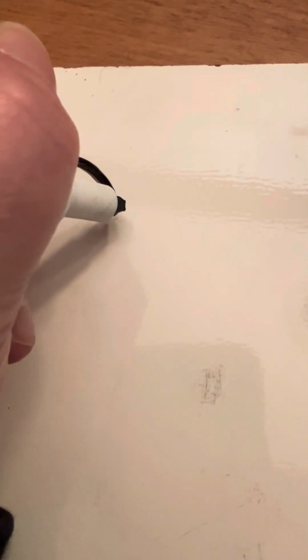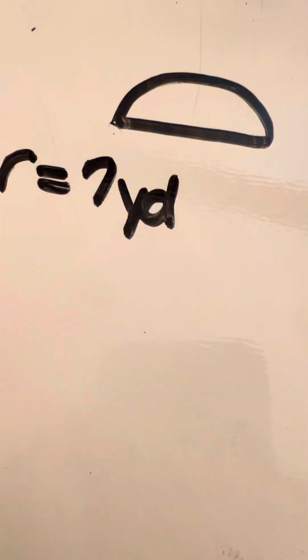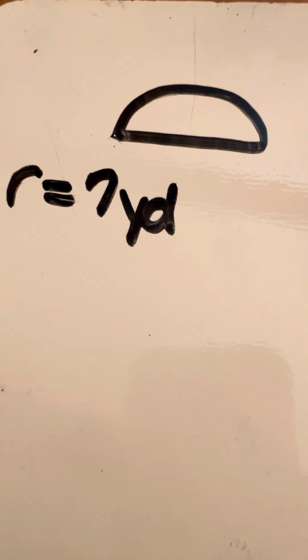So a semicircle would look like this. We have half a circle with this line across the bottom here. So it is half of a circle. One of the things we need to look at is that we have a radius of 7. We are told this is 7 yards for a radius, so it is really important that we use that.